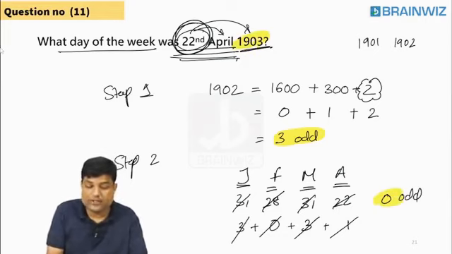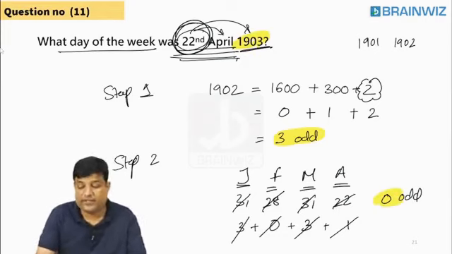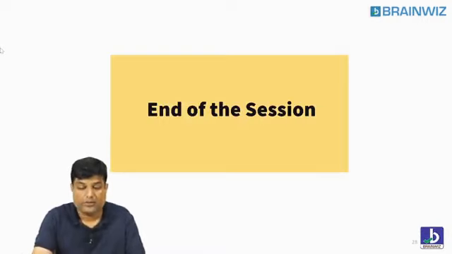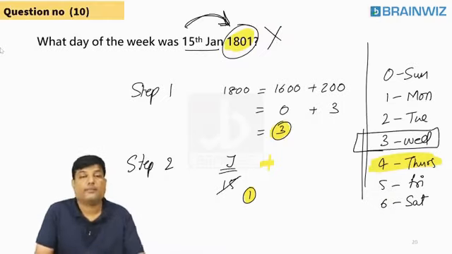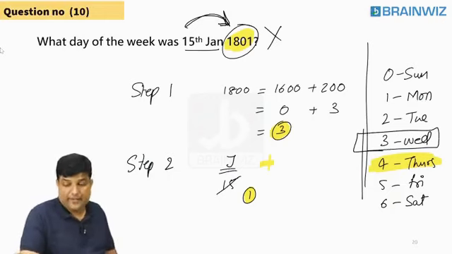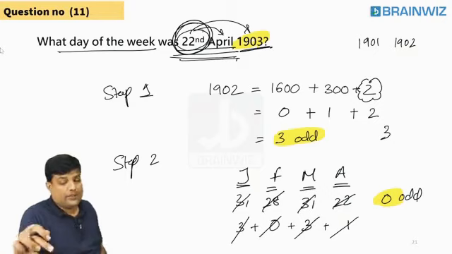In 1902 this is 3. 3 plus 0 is 3. So as I told you the code word, everybody, 3 stands for what? Wednesday. I hope everybody is understanding. Yes or no? That's good. So students, you have done only 1902.